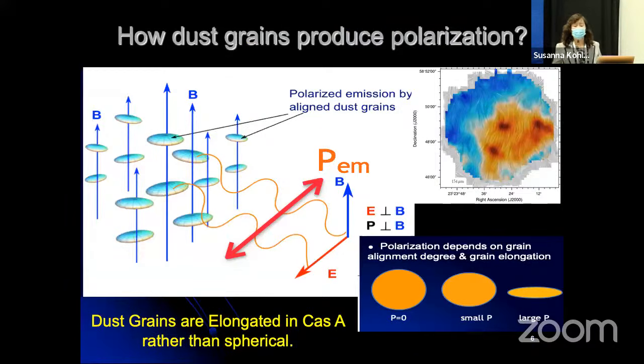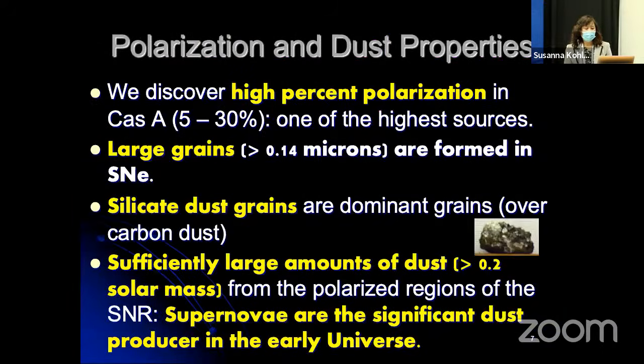Then how do dust grains produce polarization? If dust is perfectly spherical, you do not see the polarization. Basically, the magnetic field and dust grains are almost perpendicular. So when the dust is elongated, it makes the grain polarized.